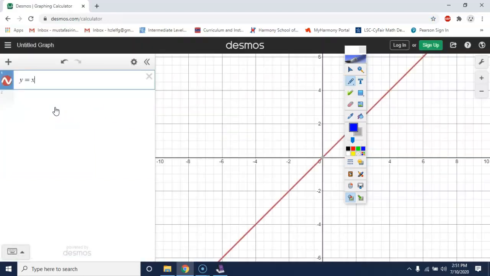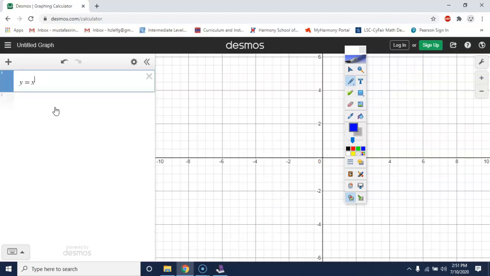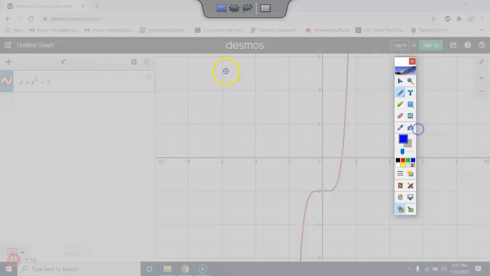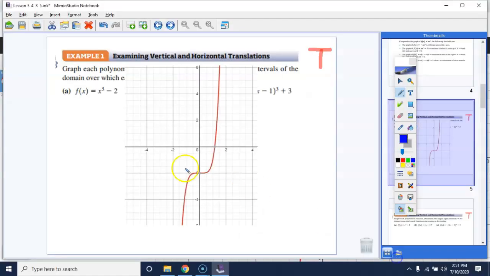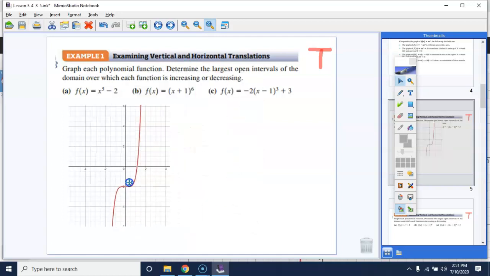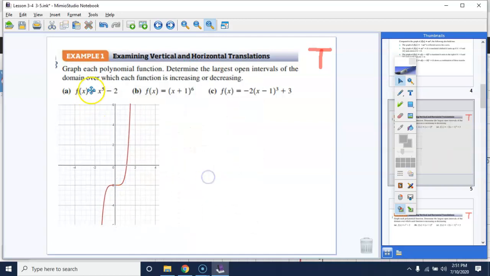y equals x to the fifth power minus 2. Here we are. That's my graph, right? Let's make this smaller. So this is graph A, x to the fifth power minus 2. And let's see, determine the largest open interval of the domain over which the function is increasing or decreasing.